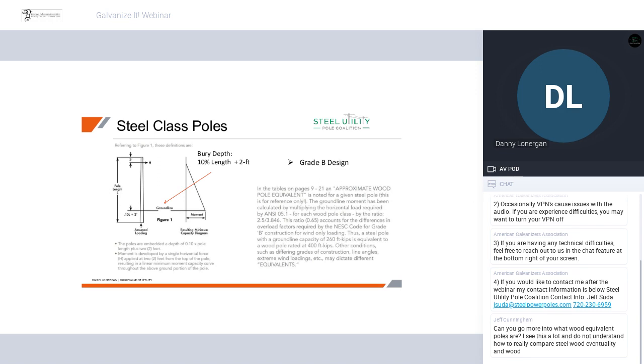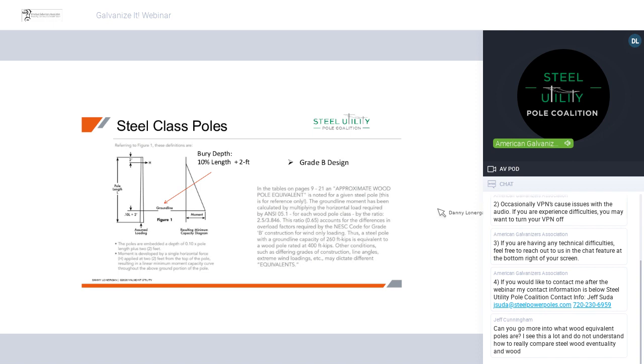I'm not sure if you saw the question in the chat, but someone had asked, can you go more into what wood equivalent poles are? Yes, we're going to do that next.